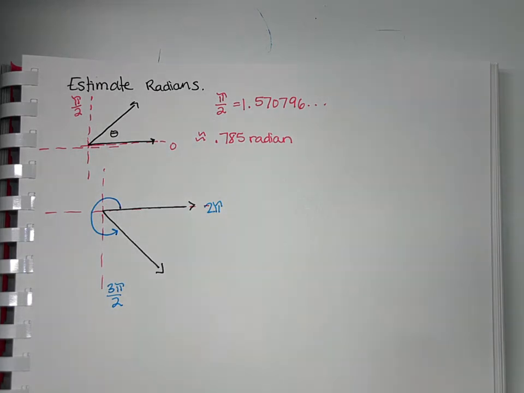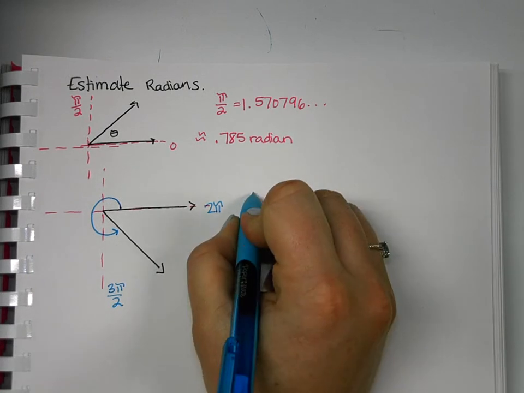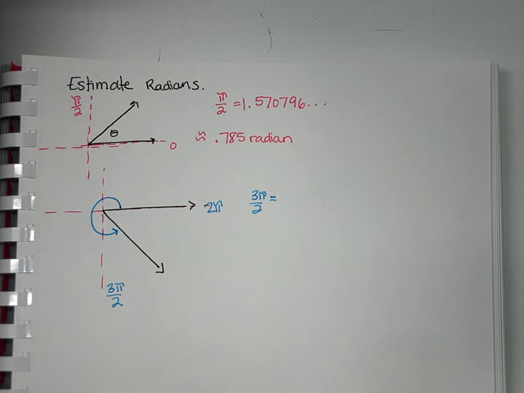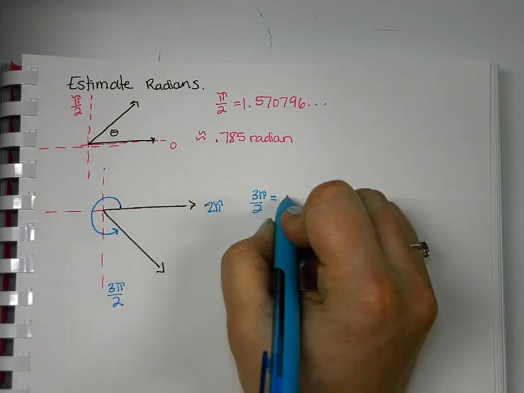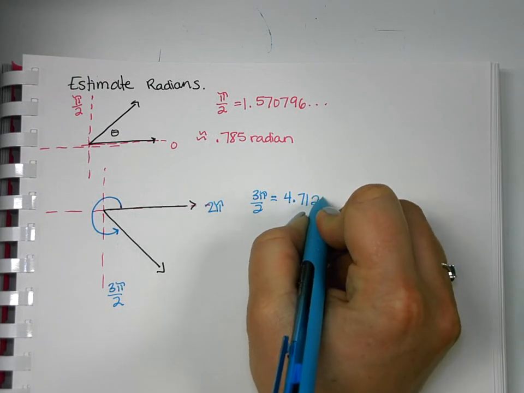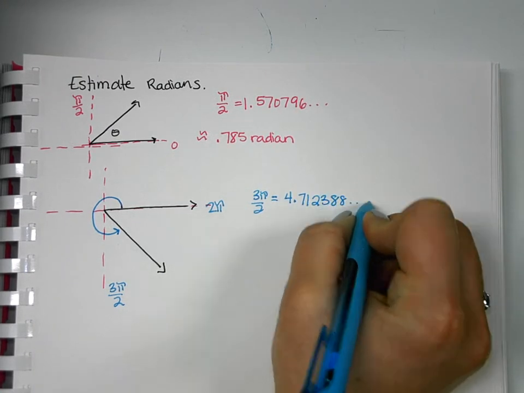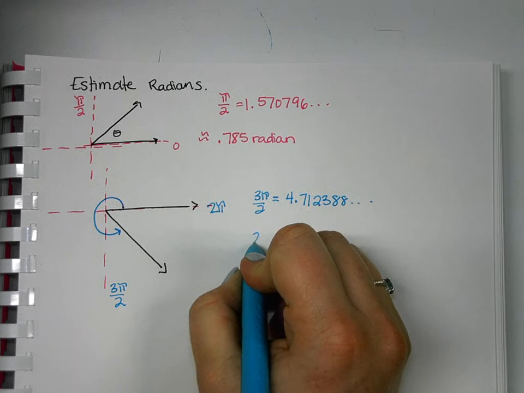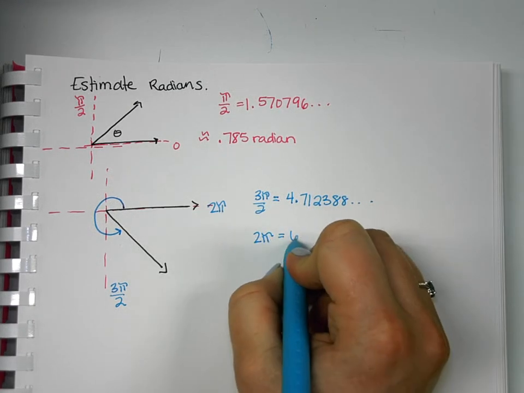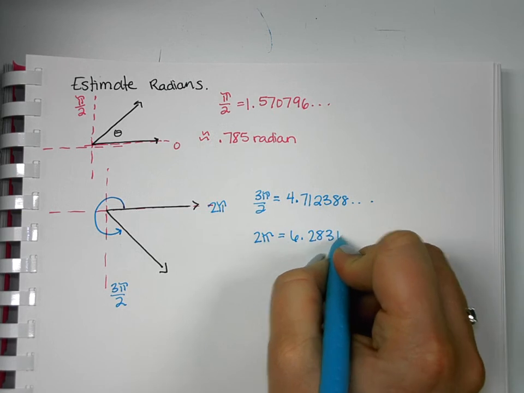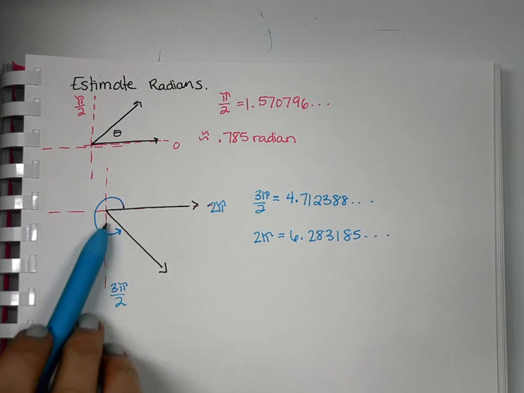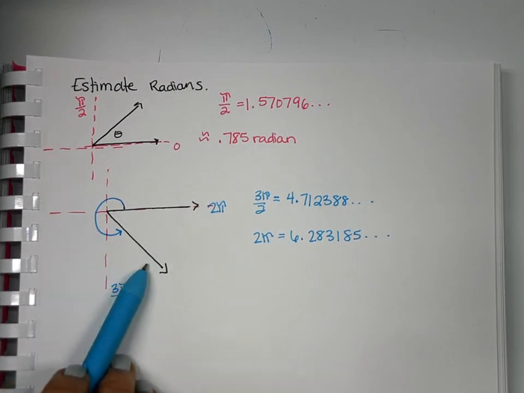So if again I think of those in terms of decimal value, 3 pi over 2 is about 4.712388, and it continues on. And 2 pi is 6.283185 dot dot dot. It keeps going on forever. So I know my estimate here will be somewhere between these two values.